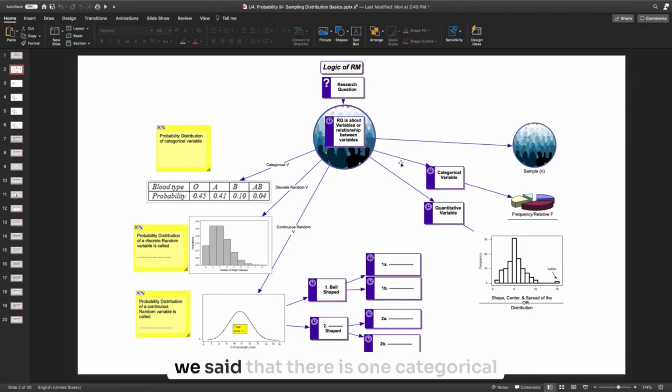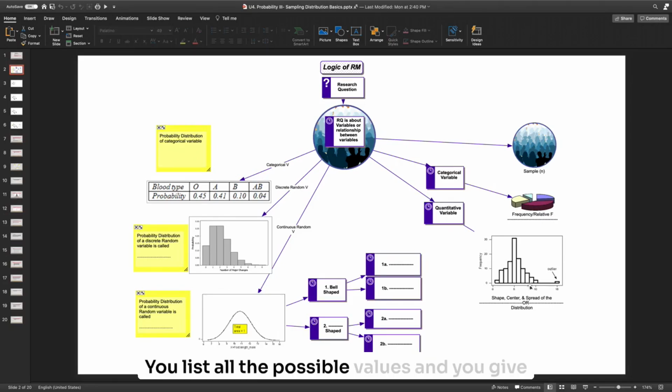But when we said that there is one categorical variable, the way you summarize it is in the form of frequency or relative frequency. In terms of pictures, it is a pie chart. In terms of numbers, it is frequency or relative frequency, and relative frequency can be in the form of percentages or proportions. Then we said, what if it's a quantitative variable? How can you summarize the sample? Well, this is for a categorical variable. It's called sample distribution. If it's for a quantitative variable, it is still the same thing.